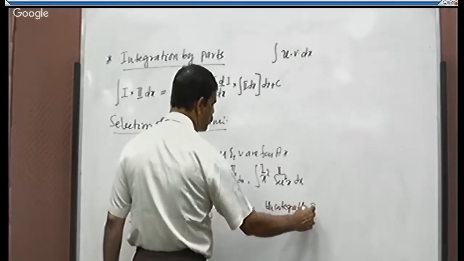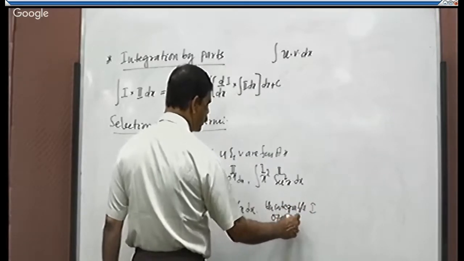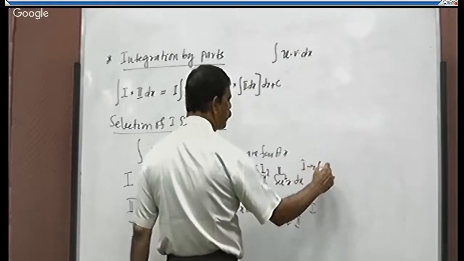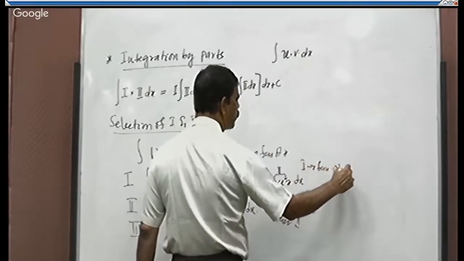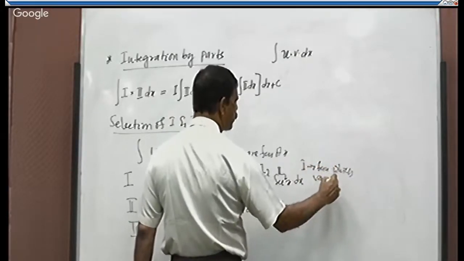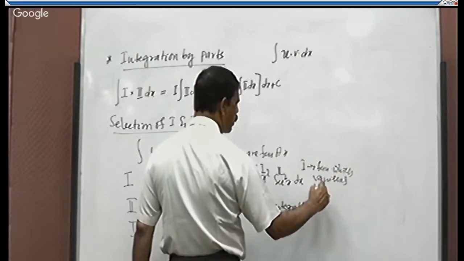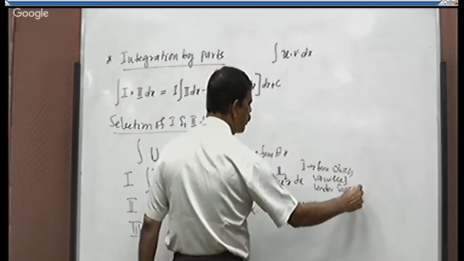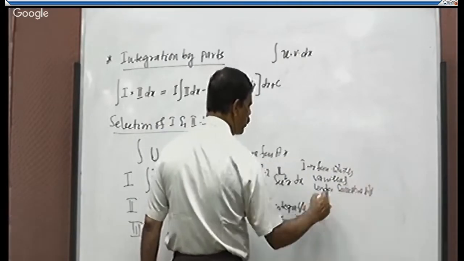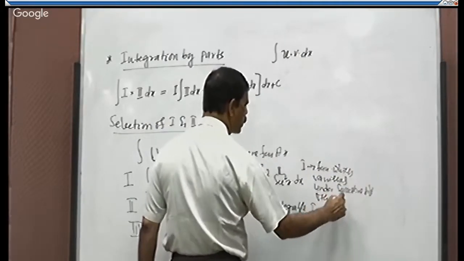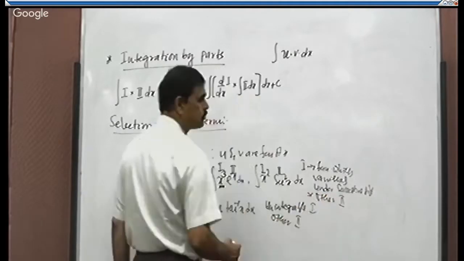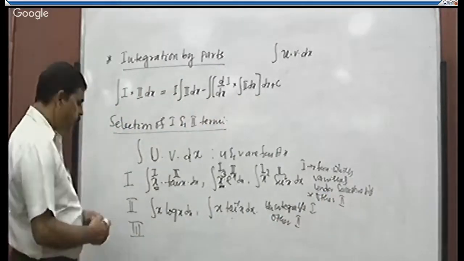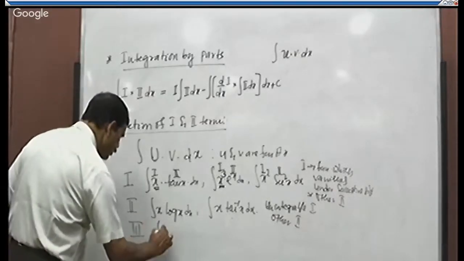Unintegrable first, and other is second. Here, first is what? Function which vanishes under successive differentiation. The other will become second. Okay. This is second point. Third point, here only unintegrable function will be there.